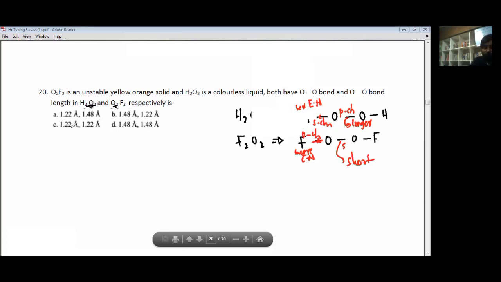So here the values are 1.22 and 1.48. In H2O2, the O-O bond is longer because of the greater p character, but in O2F2 it is comparatively shorter. So we can choose respectively longer and shorter, that means 1.48 and 1.22, even though we do not know the values.